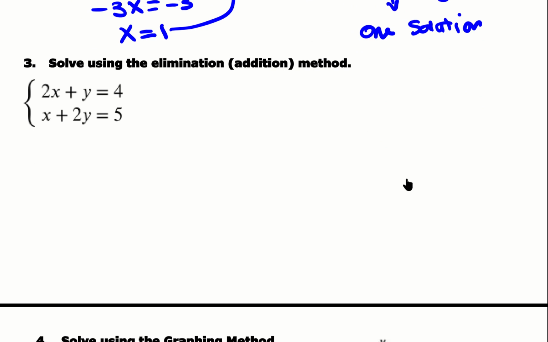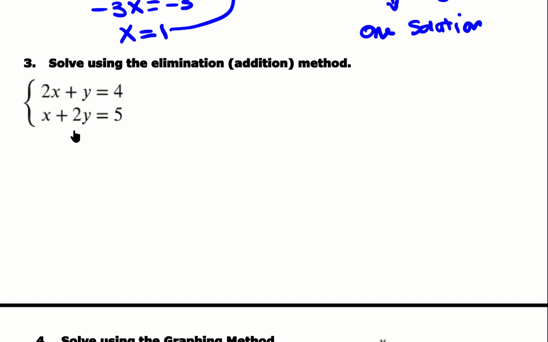Now we want to look at the last method we will use for solving such systems. When we want to use this other method, you want to make sure that the systems are written in this form. In other words, the x and y terms on the left side and the number on the other side.